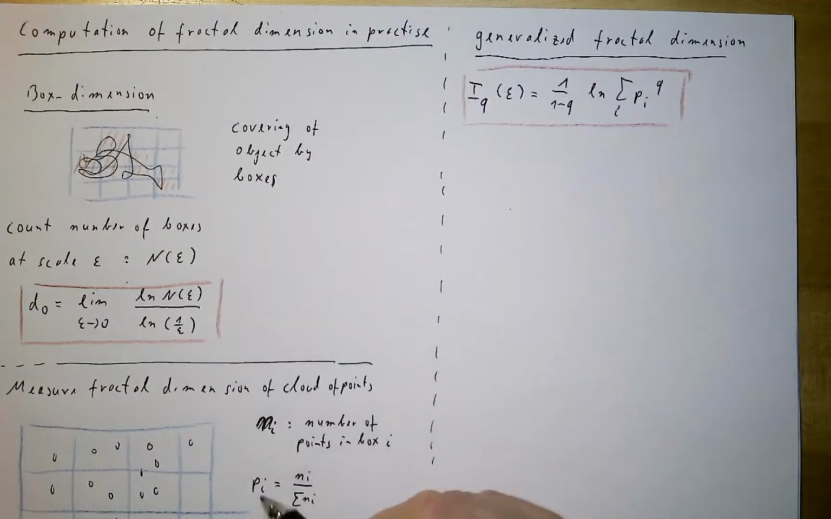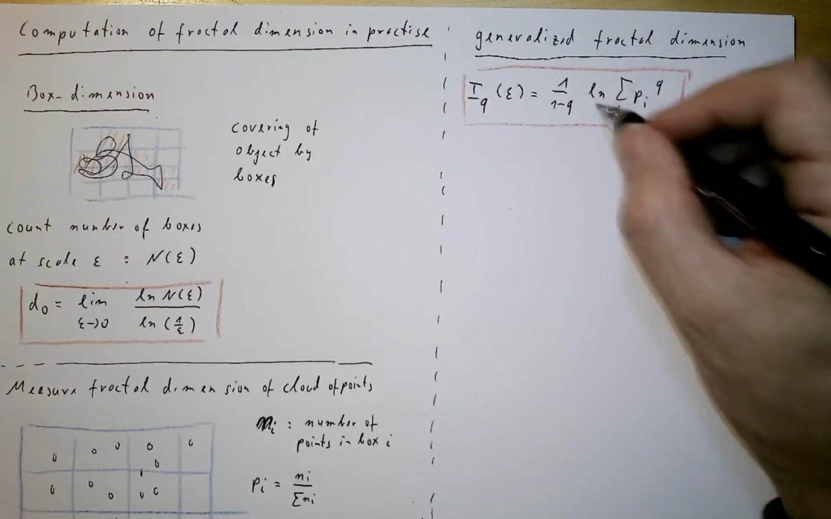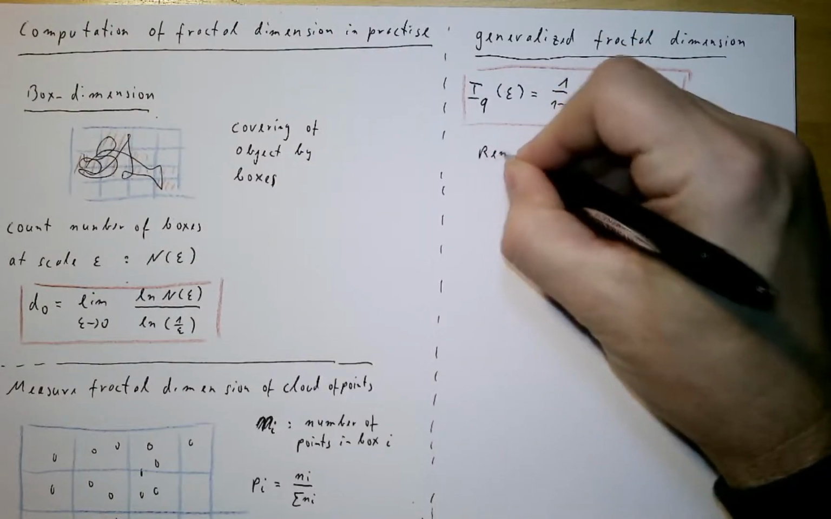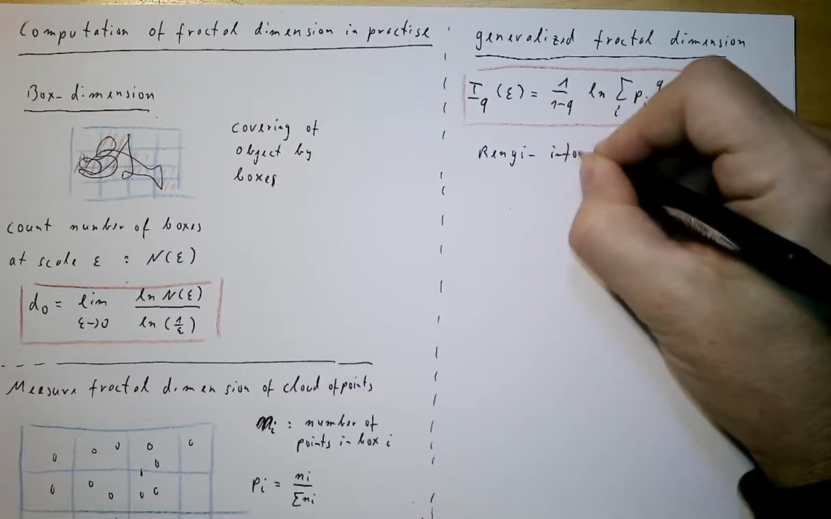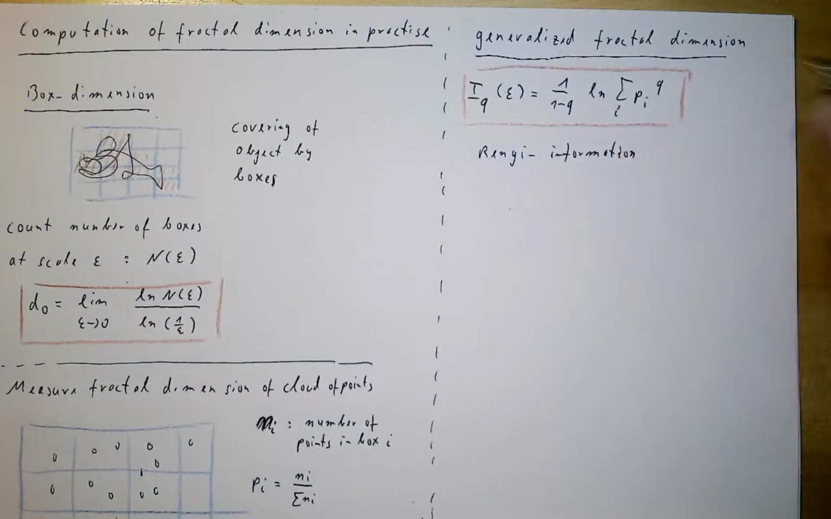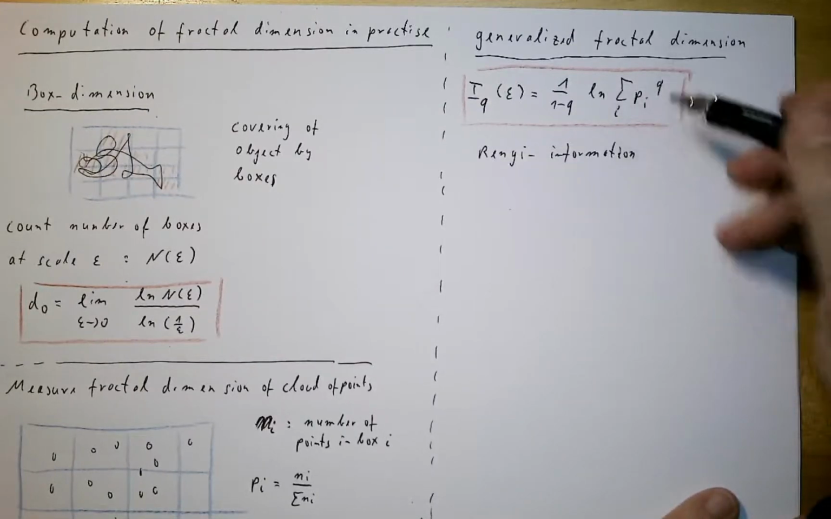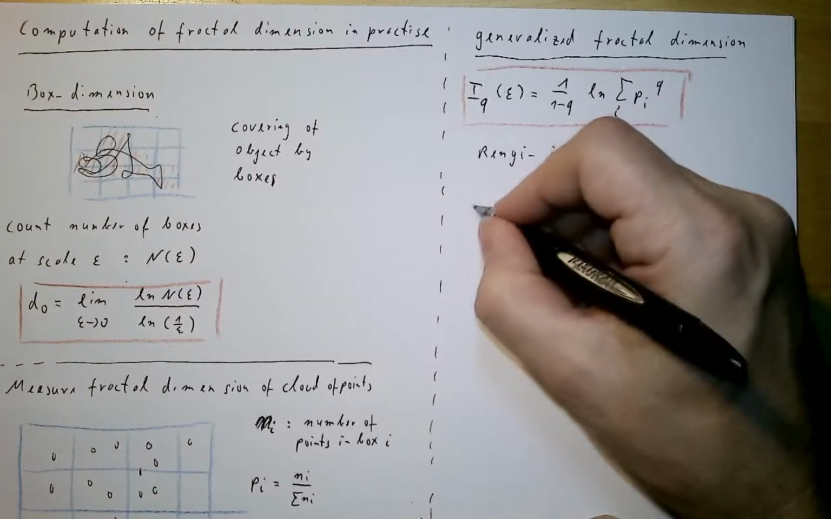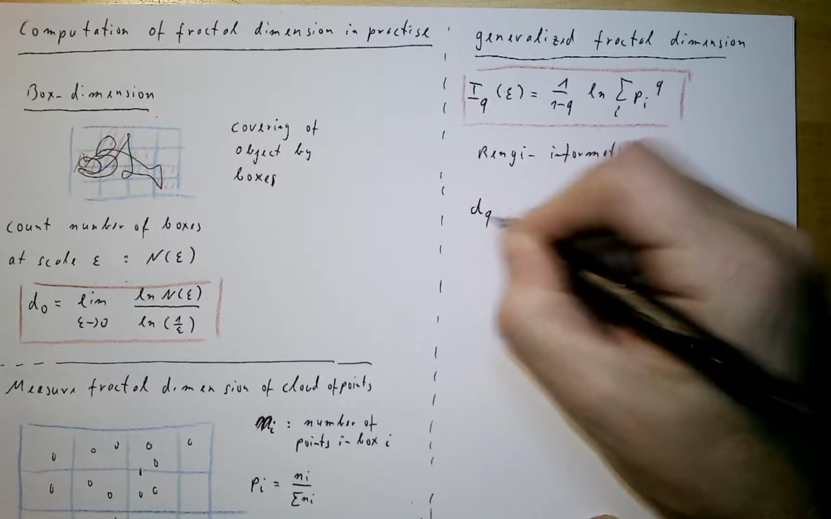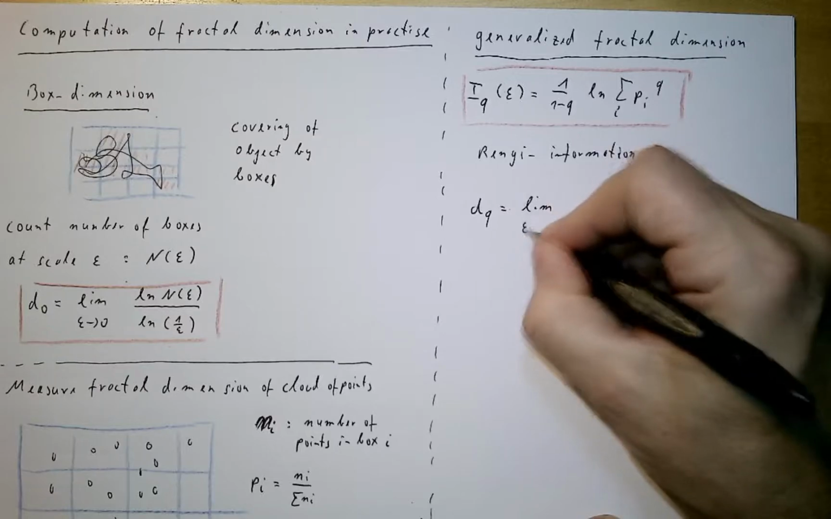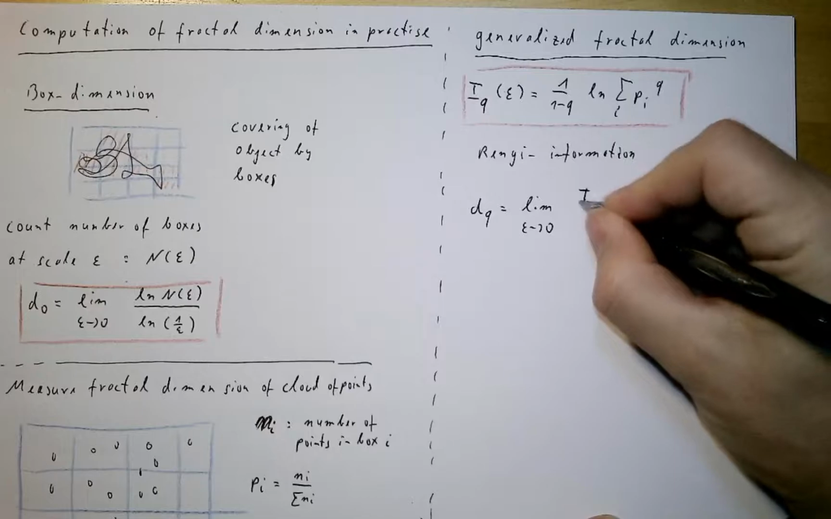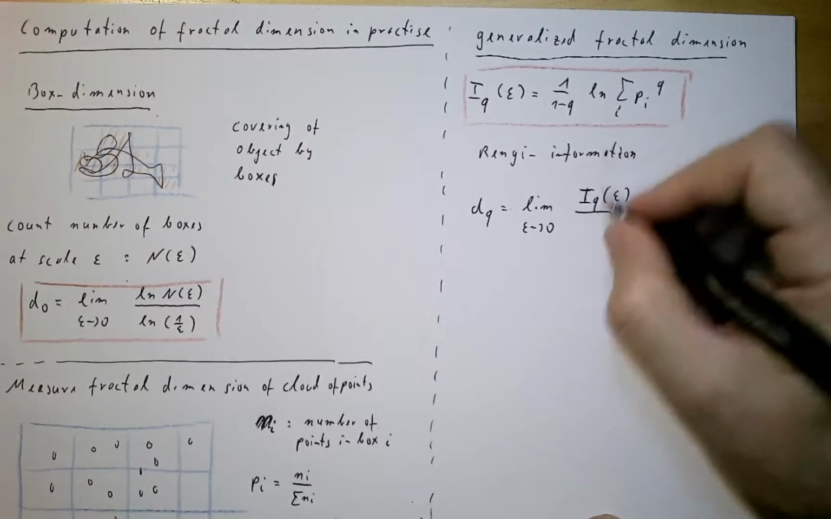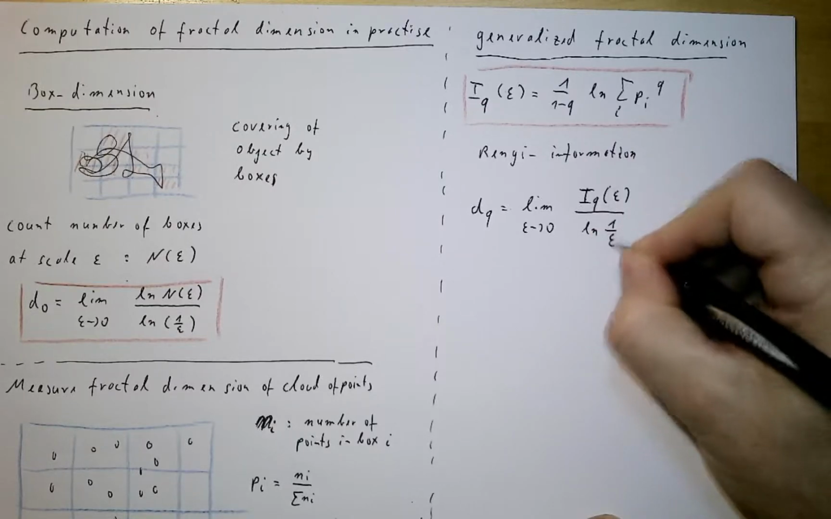And so we take our probabilities in all boxes, we take them to power Q, sum this up, take a logarithm, and divide by 1 minus Q. And this is called the Renyi-information. So this is an object which was defined in statistical physics to calculate a generalized information content in such a distribution. And now from this we define our generalized dimension. So the dimension of order Q, we define it as the limes epsilon goes to 0 of our Renyi information of order Q, which depends on our scale epsilon, divided by the logarithm of 1 over epsilon.